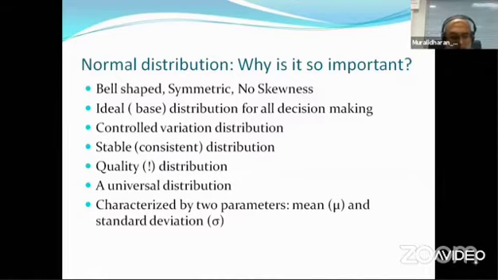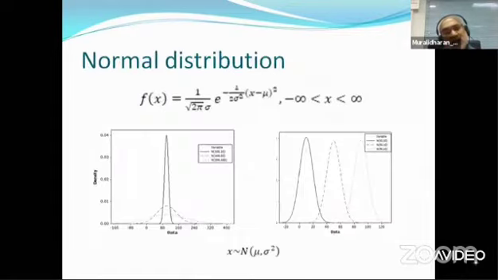And of course, it is characterized by two parameters: mean, generally denoted by mu, and standard deviation sigma. So please note these two important points: mean and standard deviation, or maybe variance, the square of standard deviation. And the mathematical expression is shown here. You can see f(x) is equal to 1 upon root 2 pi sigma e to the power minus, and x ranges from minus infinity to plus infinity.